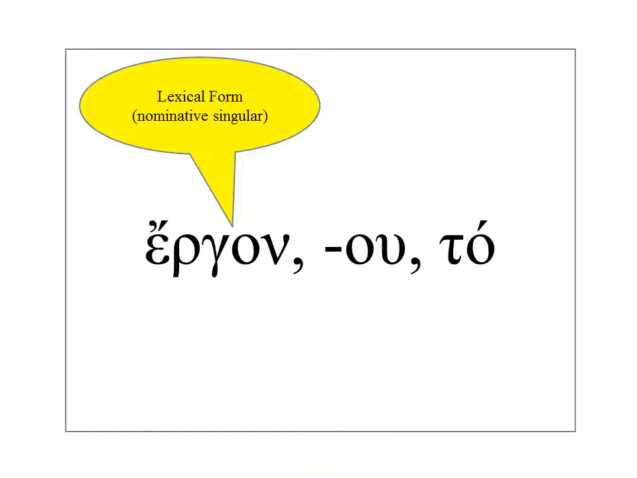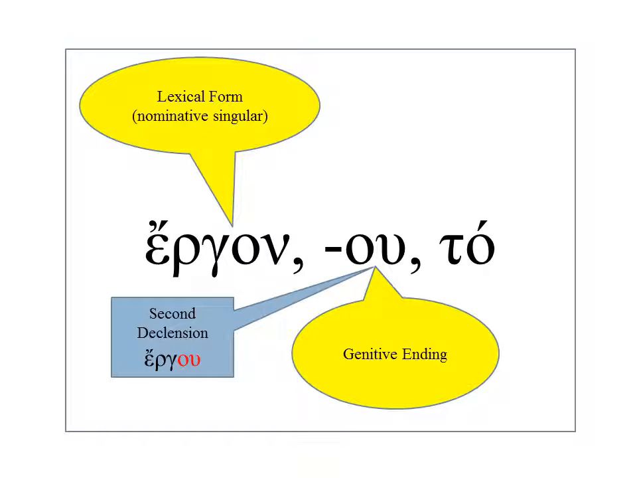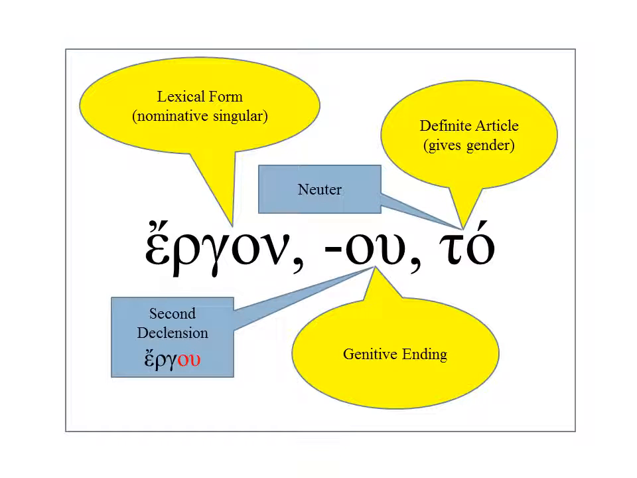Now, afterwards we have this dash and this omicron upsilon. And this tells us what the genitive ending is. In this case, it tells us that this is a second declension and that the word in the genitive would be ergu. The third piece of information is this ta. And the ta is the definite article which gives gender. So within the vocabulary word, the way we find out what its gender is is to look at its definite article at the end. In this case, the definite article is neuter.